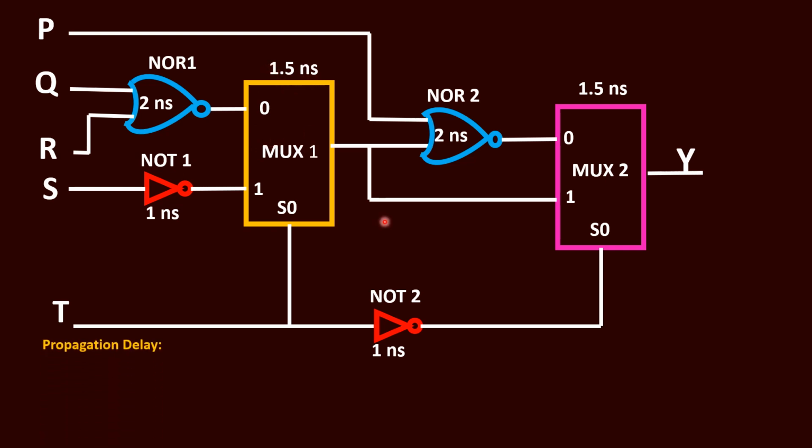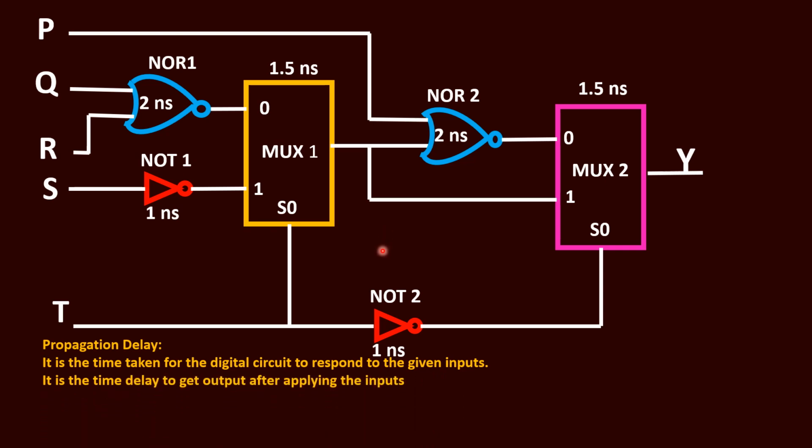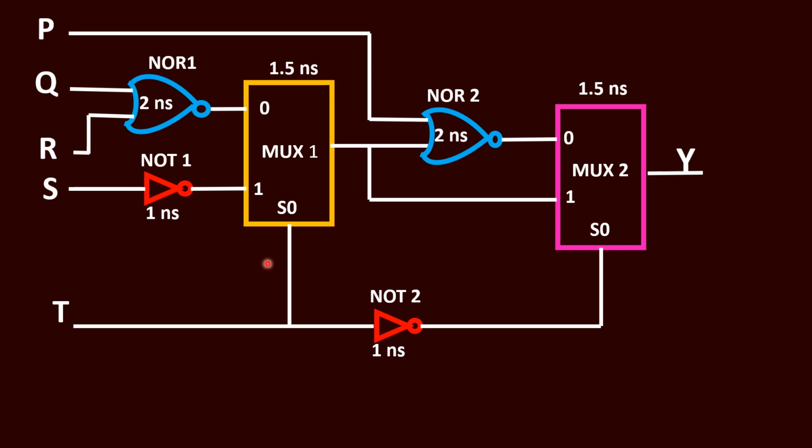So what is a propagation delay? It is the time taken for the digital circuit to respond after applying the input. In simple words, it is the waiting time to get the output after applying the input.